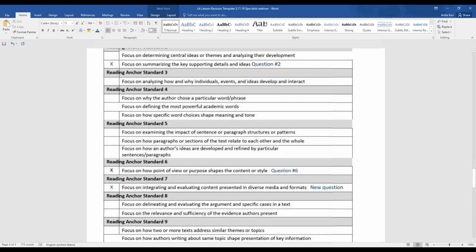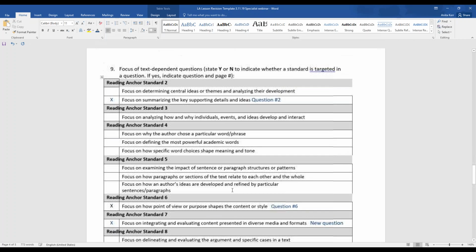So you guys get the hang of that, right? You remember how we did this. We're basically saying an anchor standard is only covered if the students are being asked to do something that makes them demonstrate that thing, right?